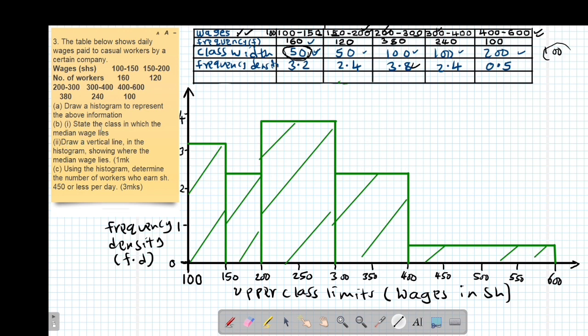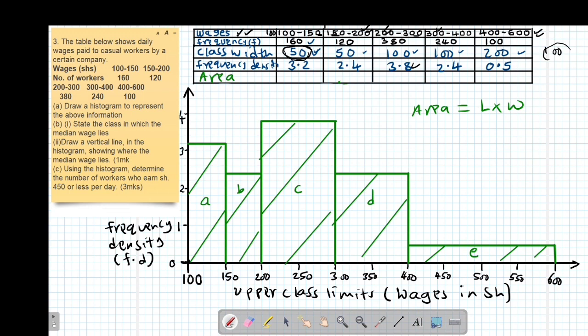Then we move to part B of the question. We are told to state the class in which the median wage lies. So if you want to find the class in which the median wage lies, you are going to use the area. You find the total area for the given set of data, then a half of the area should give you the median. Therefore, I'm going to introduce another row here for the area of each bar. Remember, the area of a rectangle is given by length times width, because I can name these my rectangle A, rectangle B, rectangle C, D, then E. So we have 5 rectangles.